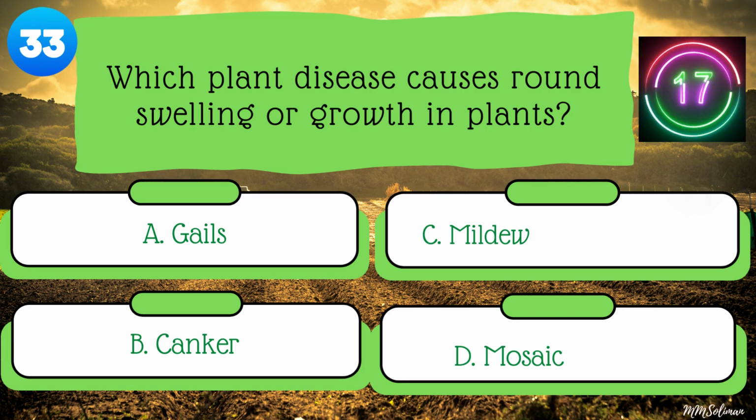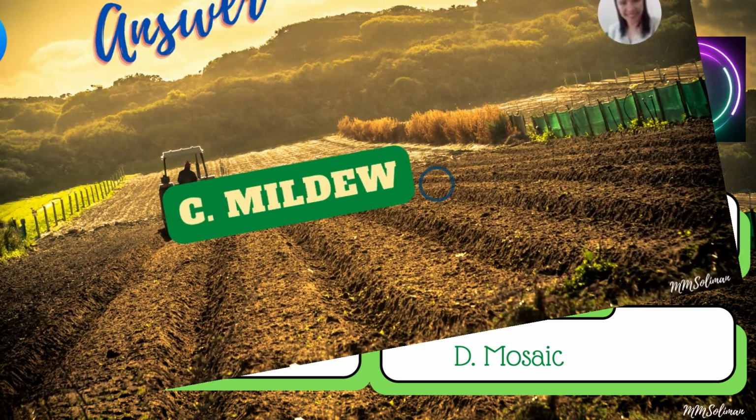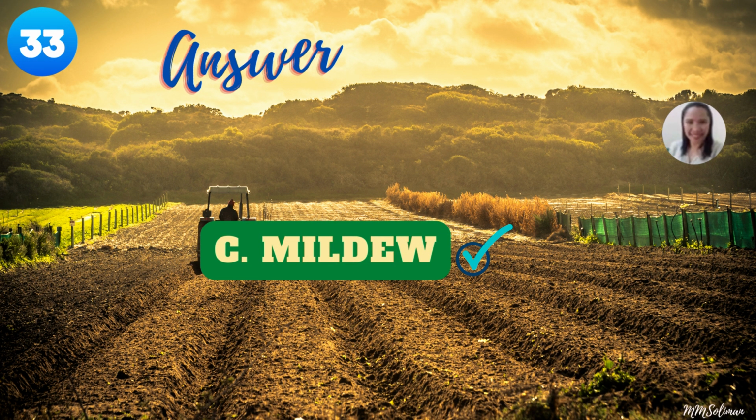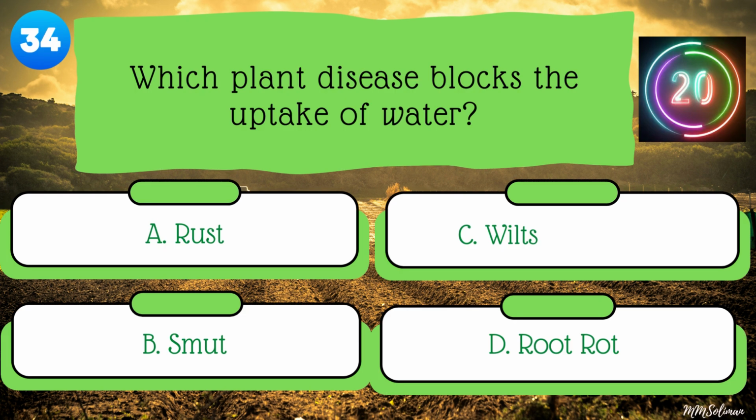Which plant disease causes round swelling or growth in plants? A. Galls. B. Canker. C. Mildew. D. Mosaic. The answer is letter C. Mildew. It's a powdery mildew and it's a fungal disease of the foliage, stems, and occasionally flowers and fruits, where a superficial fungal growth covers the surface of the plants.